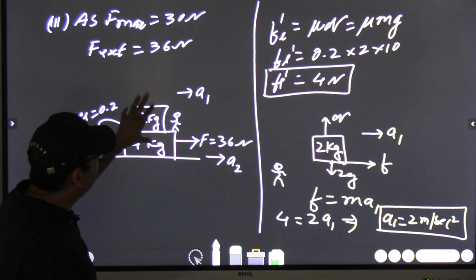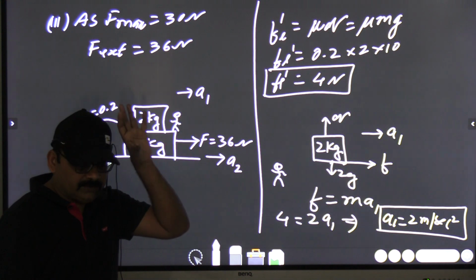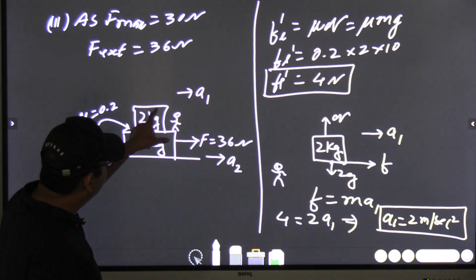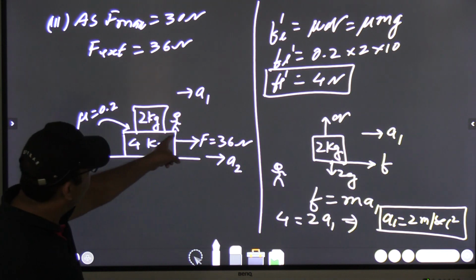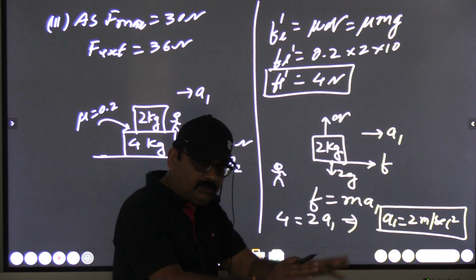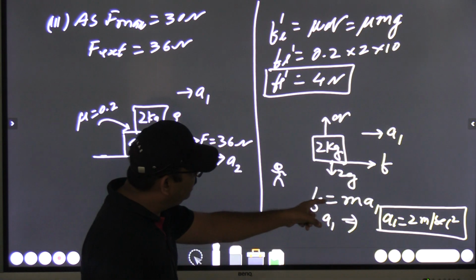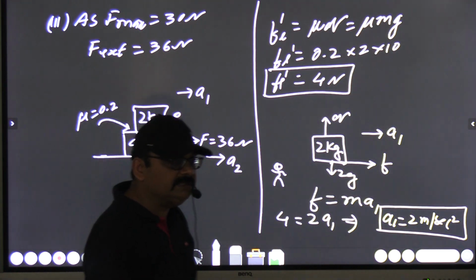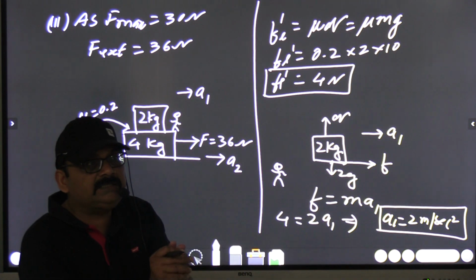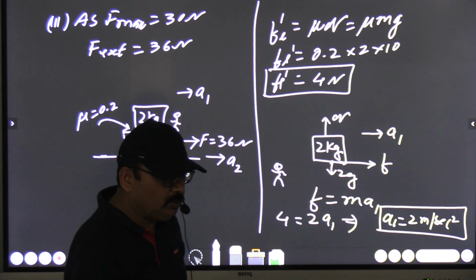This is the upper body, and we have concluded that the maximum force was 30 Newton for the bodies to move together, but the applied force is 36 Newton. So the upper body is sliding in backward direction with respect to the lower body, but for the ground, it is sliding in forward direction. The acceleration is in forward direction, and the acceleration is 2 meter per second square. At the end of the discussion, we will check the acceleration of the upper body with respect to the lower body, right?